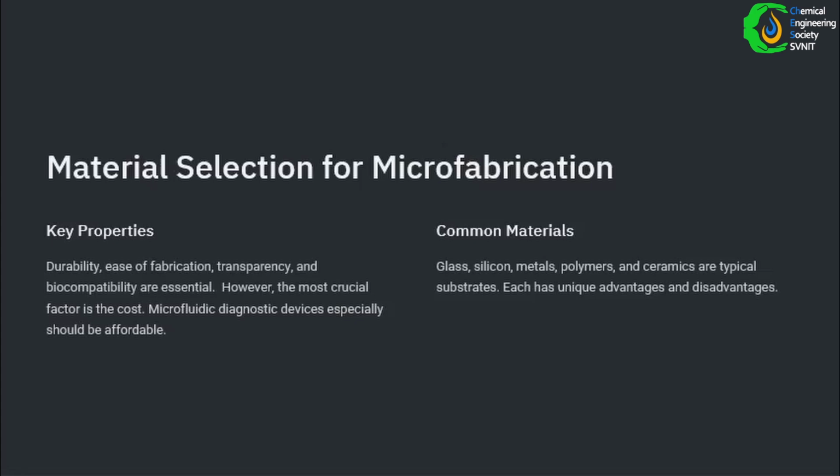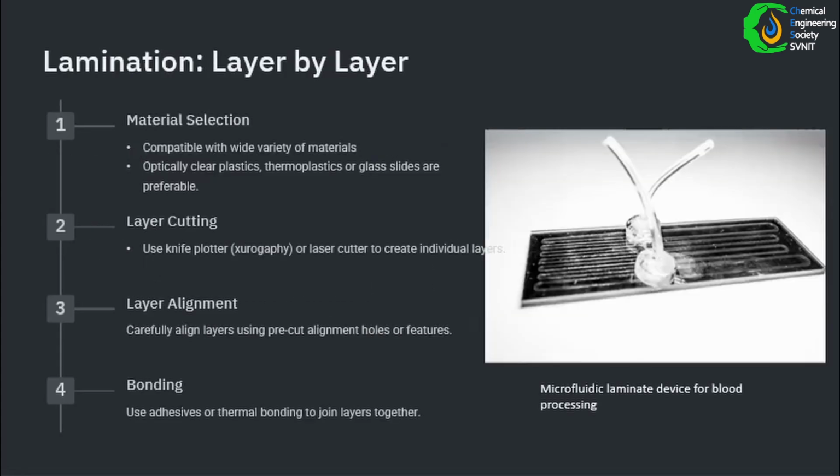Let us now see how microfluidic devices are fabricated. The first step is the selection of material. Durability, transparency, ease of fabrication, no reaction with analyte, and low cost are a few properties on the basis of which the materials are assessed. Typical materials which are used often are glass, silicon, and polymers such as PDMS, which is polydimethylsiloxane.